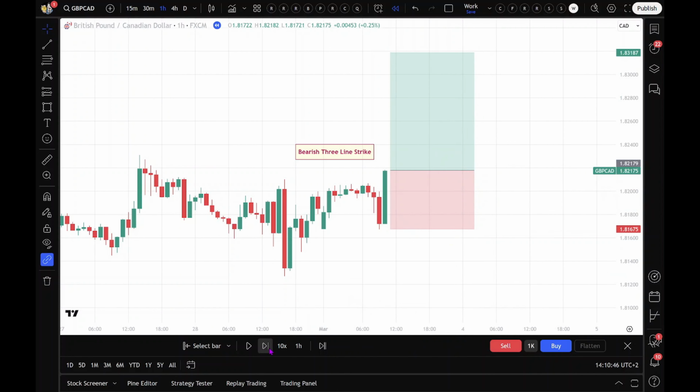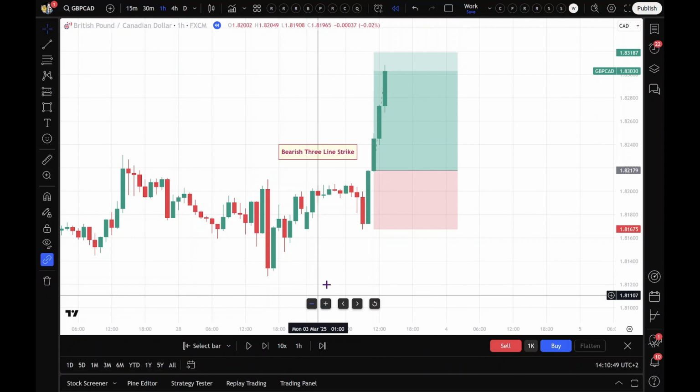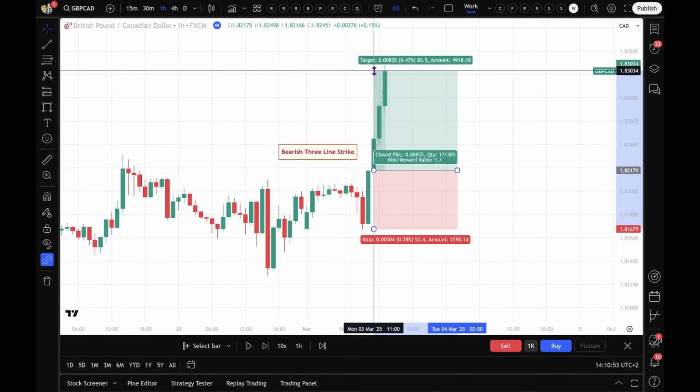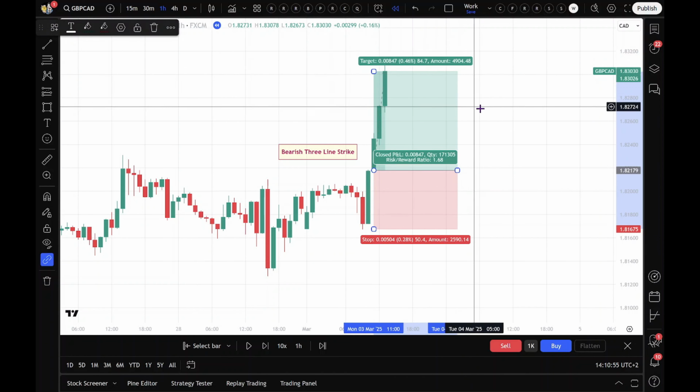Let's see what the price will do. The 3 candles that follow showed a strong movement, and according to the rules, since there's no additional price action, we exit after the closure of the 3rd candle, here.